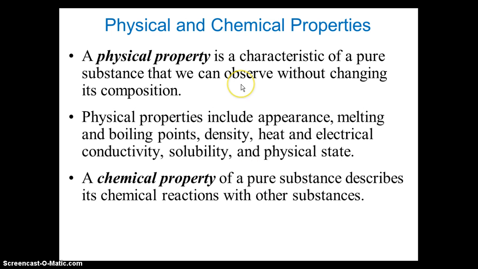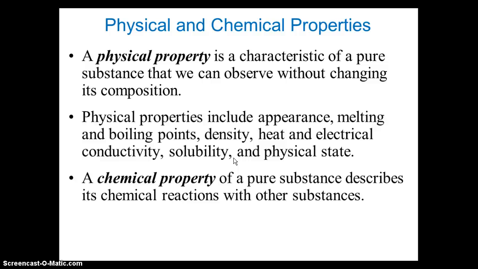Now we are going to discuss physical property and chemical property. A physical property is a characteristic of a pure substance that we can observe without changing its composition. Physical properties include appearance, melting point, boiling point, density, heat, electrical conductivity, solubility, and physical state. You can observe all these properties without changing its composition.